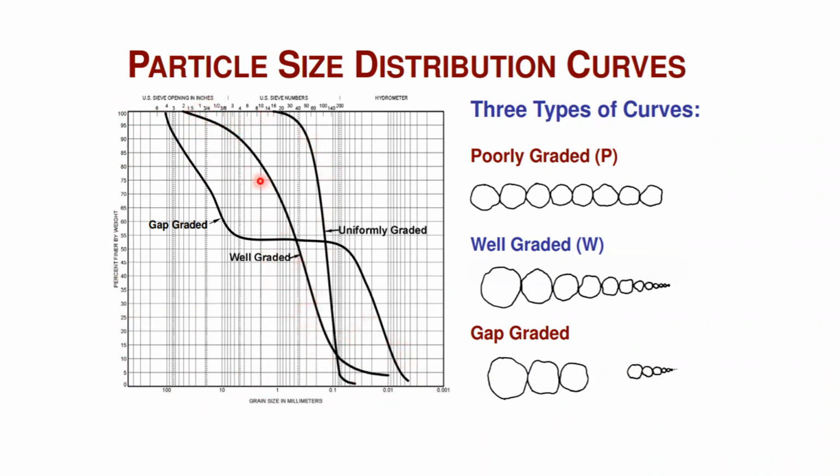So how can we distinguish the graphs? You can see there are 3 types of curves: poorly graded, well graded, and gap graded. What does it mean? Poorly graded means the sizes of the particles are of similar dimension. If all the particles have the same size, in that case we can call it a poorly graded soil.